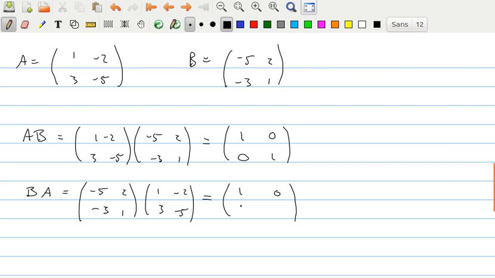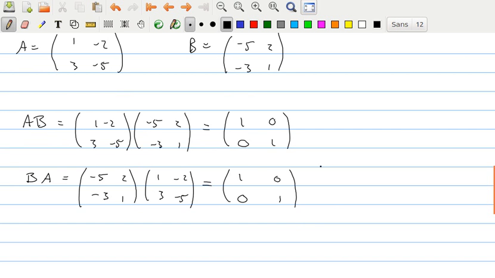Then to get the entry in the second row, first column, we'll dot product the second row with the first column. We'll get negative 3 plus 3, which is 0. And then finally, to get the second row, second column here, we'll dot product the second row with the second column. That gives us positive 6 and negative 5, which is 1. So that verifies that A and B are inverses of one another. So that's how you can verify inverses.